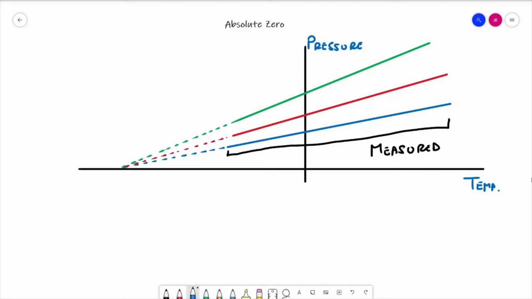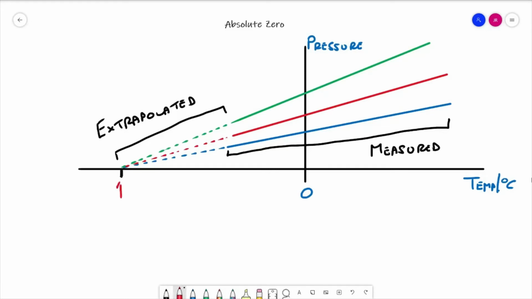If we're using the Celsius scale, obviously this would be 0 here and increasing. What Kelvin then did is he extrapolated all of these data back. And he found that if you extrapolated these lines back, they all met zero pressure at the same temperature, which would, on the scale, have been here. And he therefore defined this point here as absolute zero.